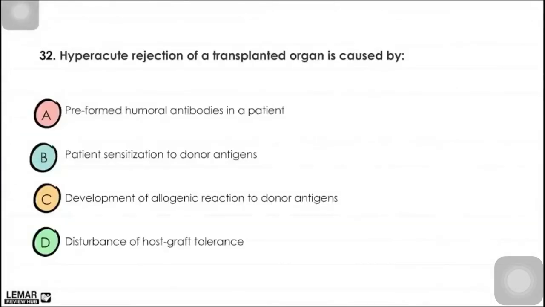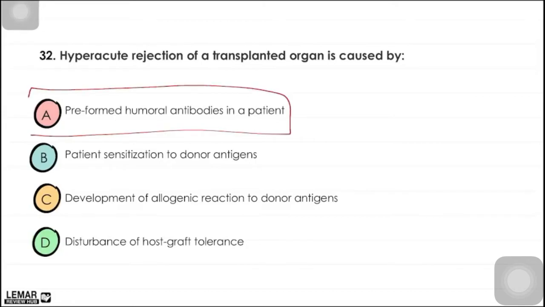Number 32. Hyperacute rejection of transplanted organ is caused by: A. Preformed humoral antibodies in a patient. B. Patient sensitization to donor antigens. C. Development of allogenic reaction for donor antigens. Or D. The disturbance of host graft tolerance. So for number 32, the answer is letter A.